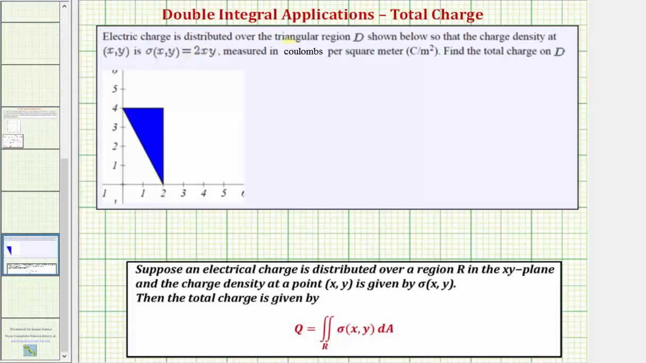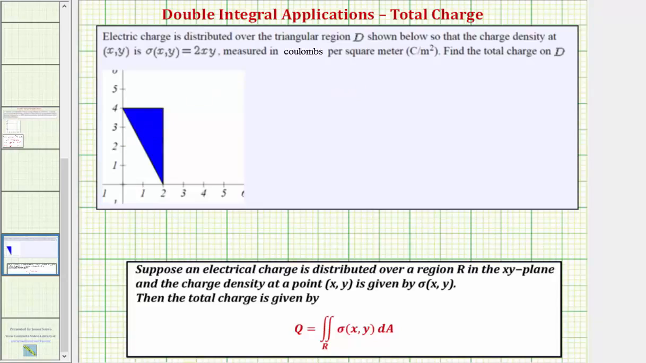Electric charge is distributed over the triangular region D shown below, so that the charge density at the point (x, y) is given by sigma of x, y equals 2xy, measured in coulombs per square meter. We're asked to find the total charge on the region D.